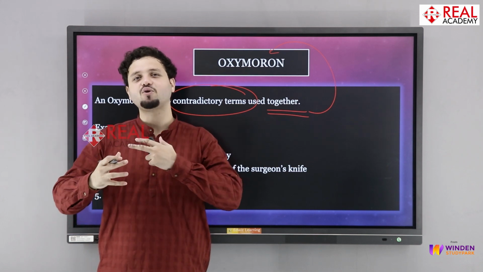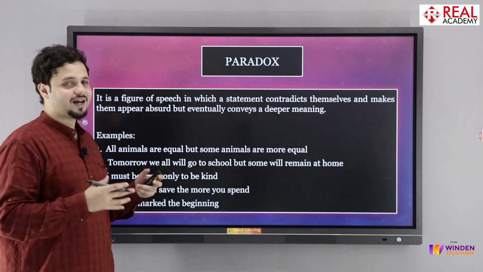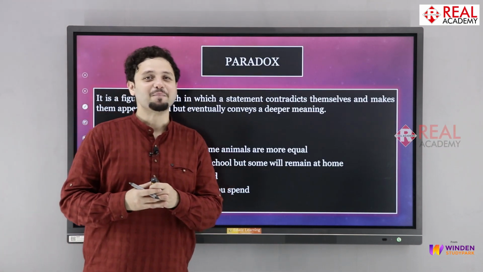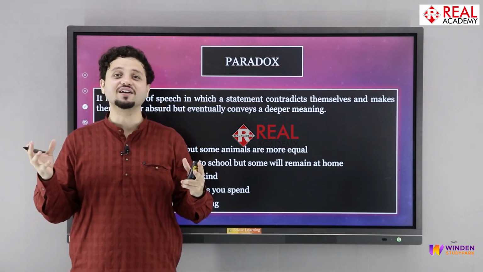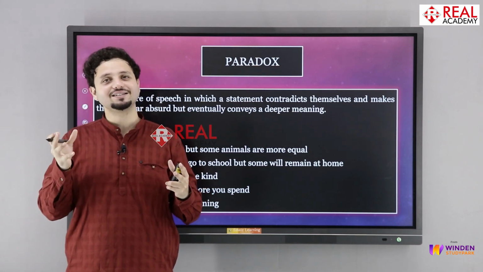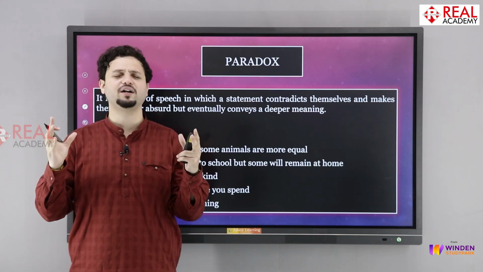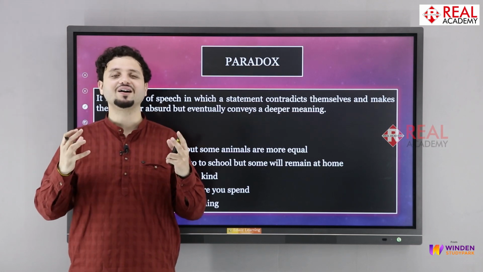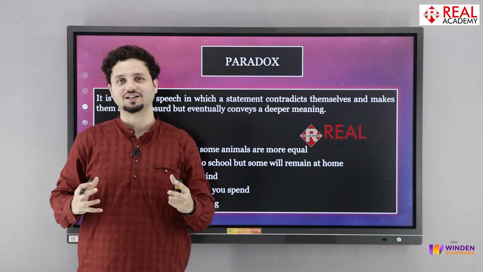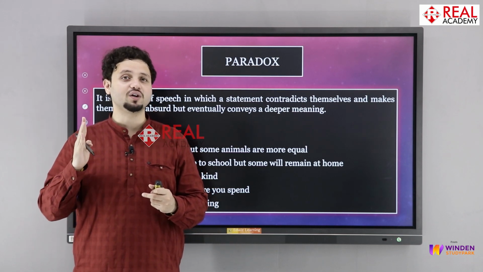Such terms, if contradictory terms are together, then it is called as oxymoron. And then we have paradox. Paradox is nothing but there is one sentence which is conflicting itself. एक सेंटेंस खुद को कॉन्फ्लिक्ट करता है. यानी कि एक सेंटेंस के अगर दो पार्ट बनाए तो एक पार्ट उसी सेंटेंस के दूसरे पार्ट को कन्फ्लिक्ट करता है, कॉन्ट्राडिक्ट करता है.